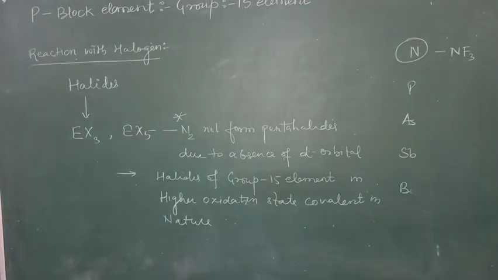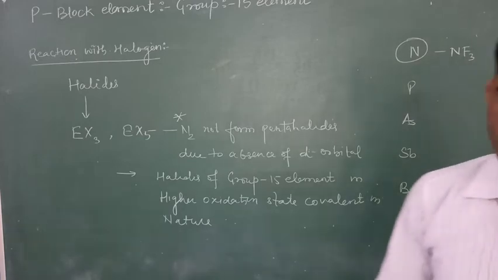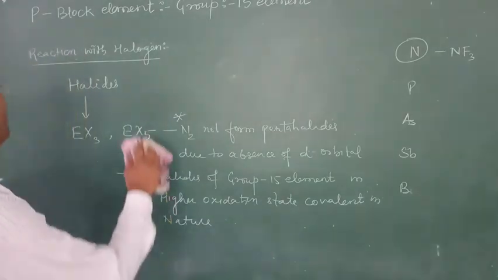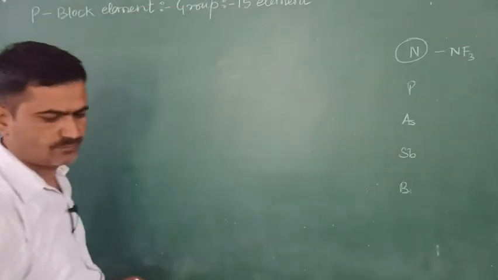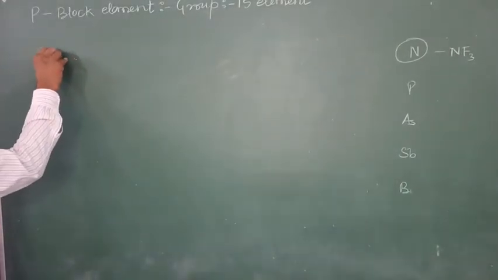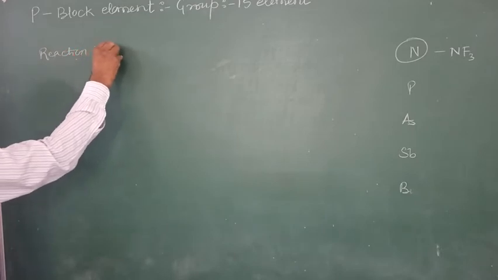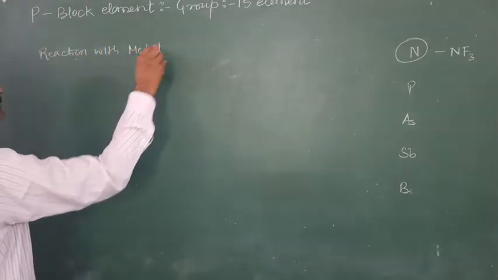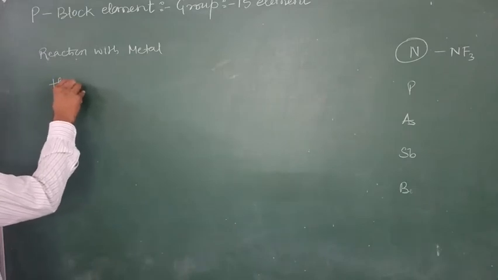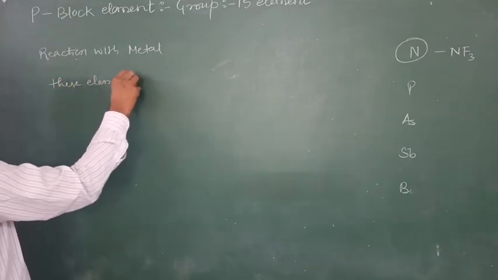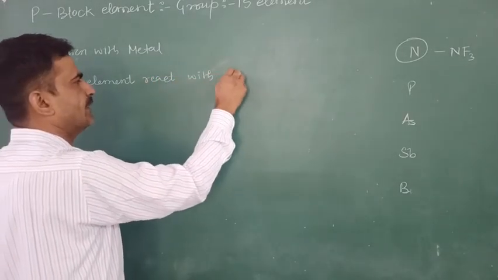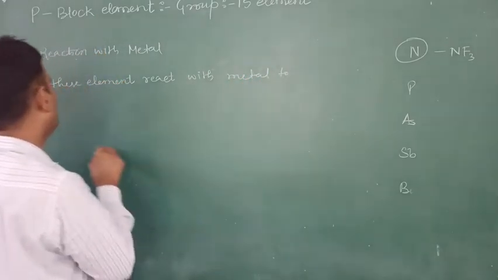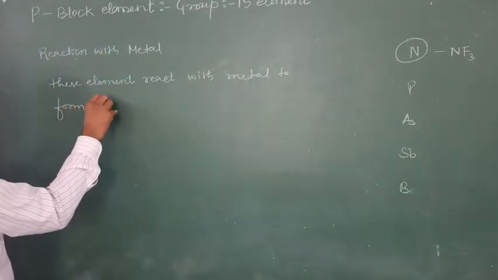After this we will discuss their next property, that is, reaction with metals. Group 15 elements react with metals to form binary compounds.